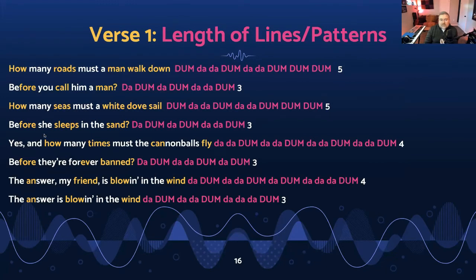So the lengths of the lines within this song are interesting. And when we talk about length of lines, we're not talking about total syllables, we're talking about stressed syllables. So what are the syllables that are being stressed? Within this first line, the stressed syllables are how, roads, man, walk, down. So you have five stressed syllables, and the pattern of stressed and non-stressed syllables is dum, da-da-dum, da-da-dum, dum-dum. Then you go to the second line, which is da-dum, da-dum, da-da-dum. So then you have the four: call, man. And then it repeats this 5-3, 5-3. Then it goes to a 4-3, and then another 4-3 within the refrain lines.